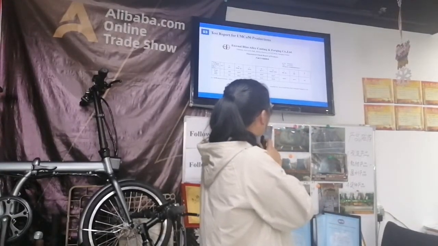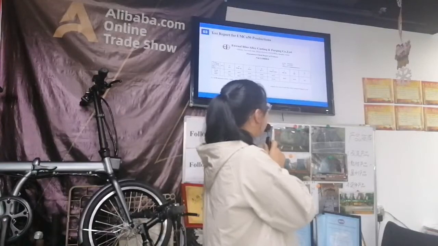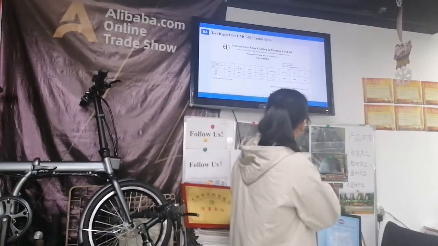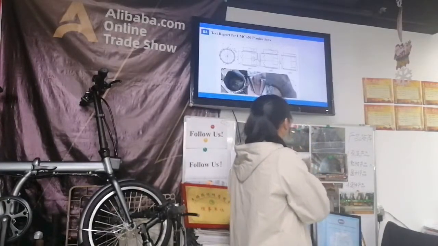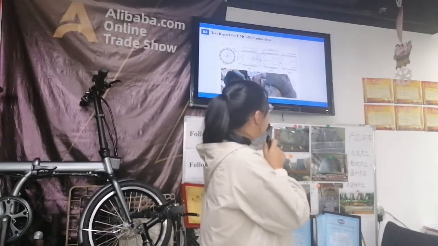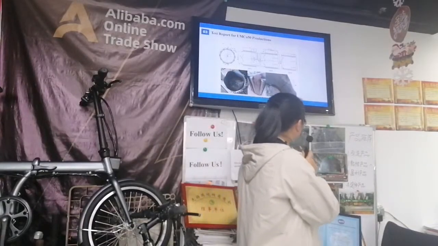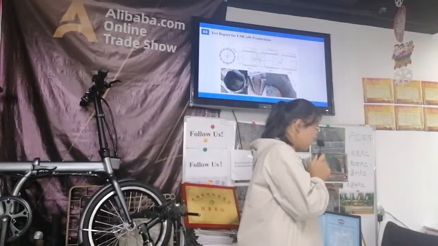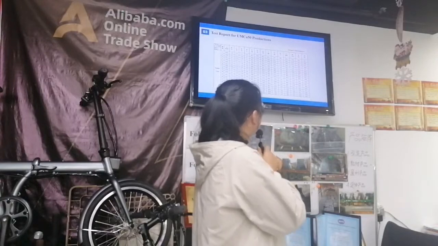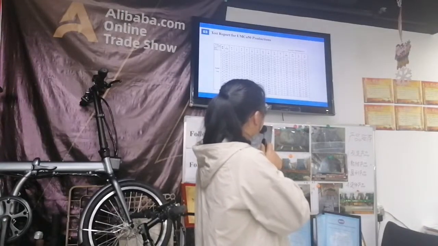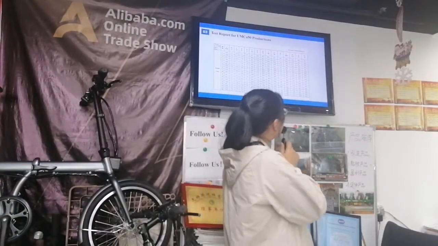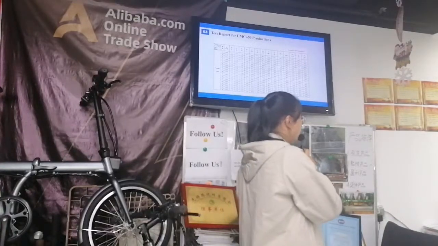Next, this report is the dimensional check report for products. This is our joints for Cobalt 50 casting. This is the dimensional check report, different sizes for Cobalt 50 casting.